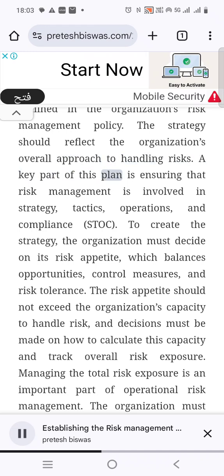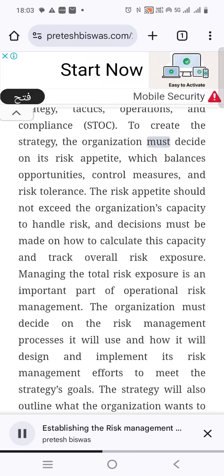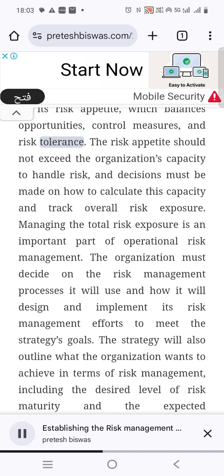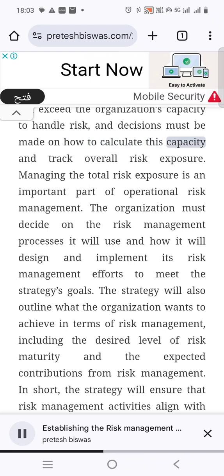A key part of this plan is ensuring that risk management is involved in strategy, tactics, operations, and compliance, STOC. To create the strategy, the organization must decide on its risk appetite, which balances opportunities, control measures, and risk tolerance. The risk appetite should not exceed the organization's capacity to handle risk, and decisions must be made on how to calculate this capacity and track overall risk exposure.